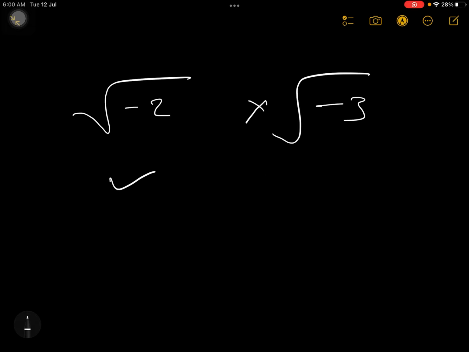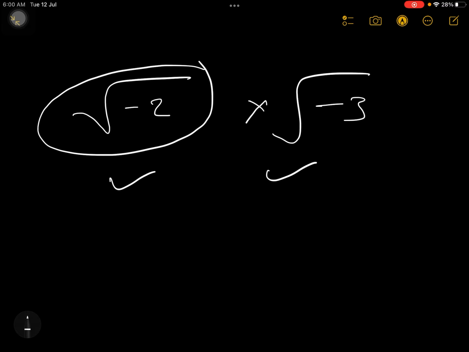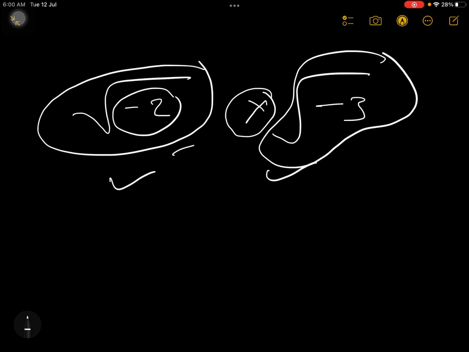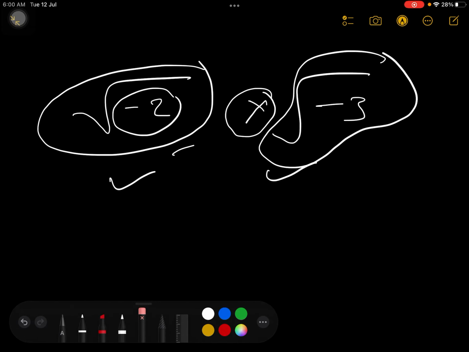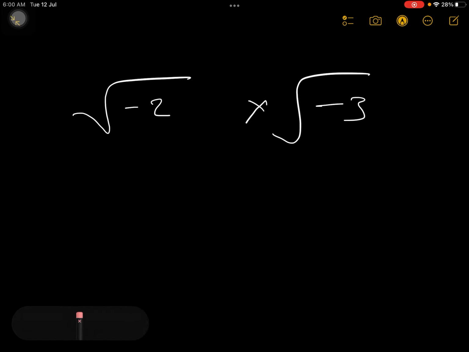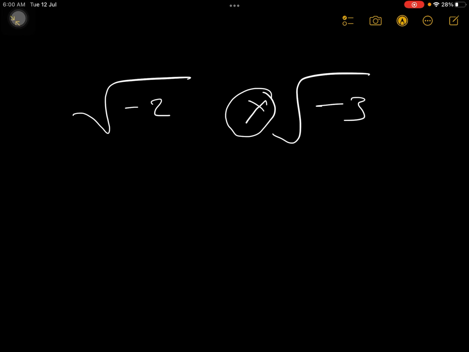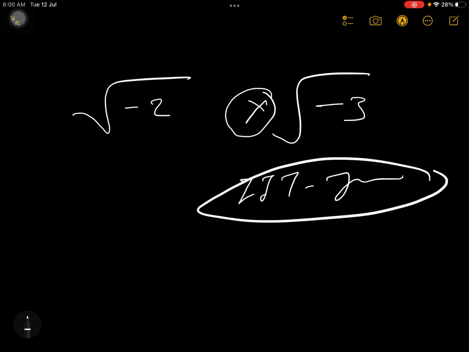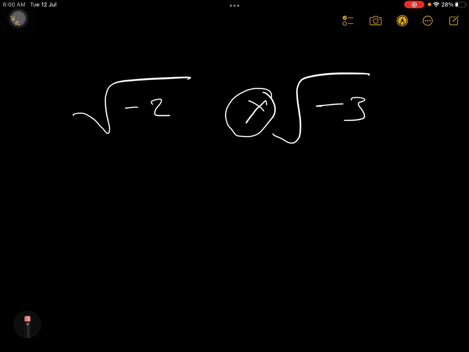So guys, in one go this question looks very easy: square root of minus 2, and then we have to multiply this with square root of minus 3. This question looks very easy, but you will not believe when this question appeared in the JEE exam, the IIT JEE exam, many students made a mistake.